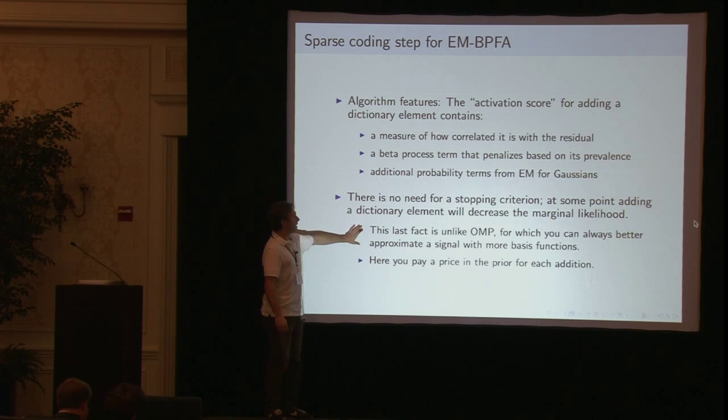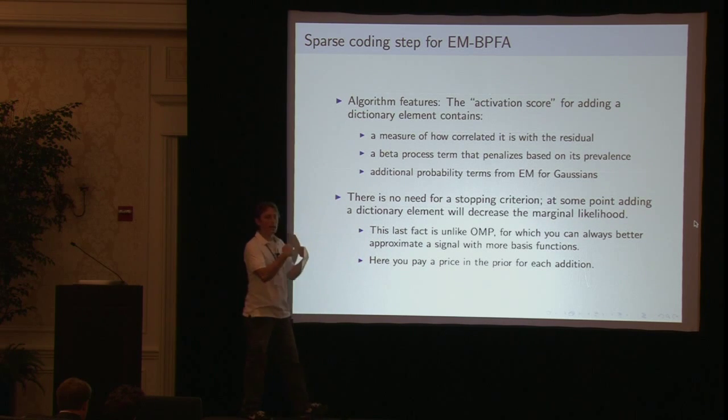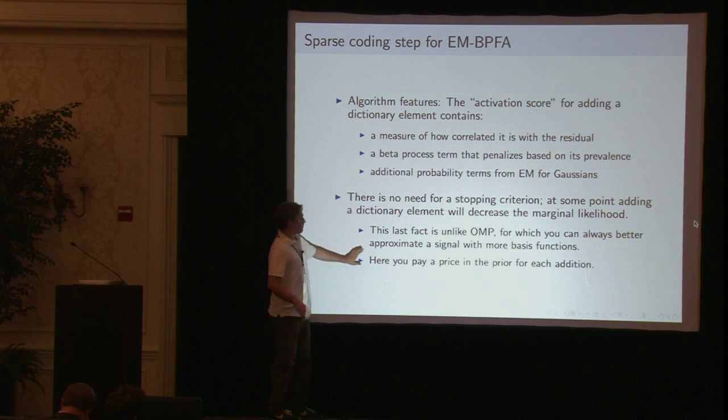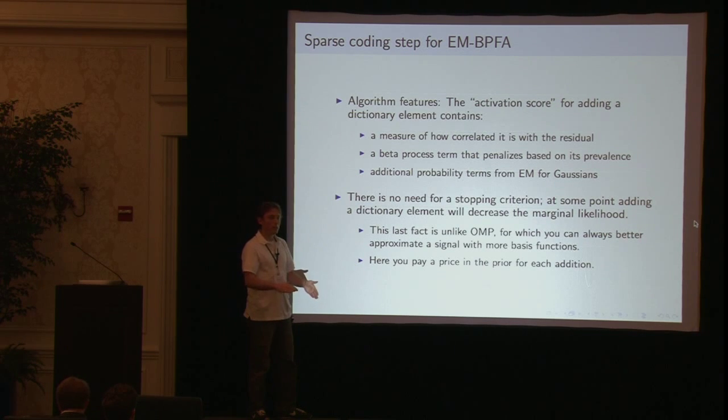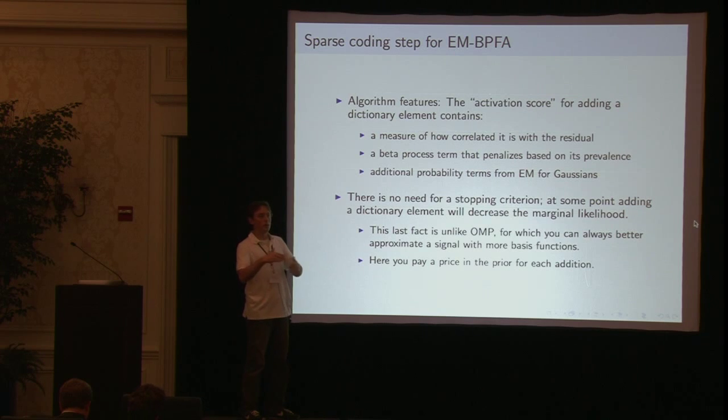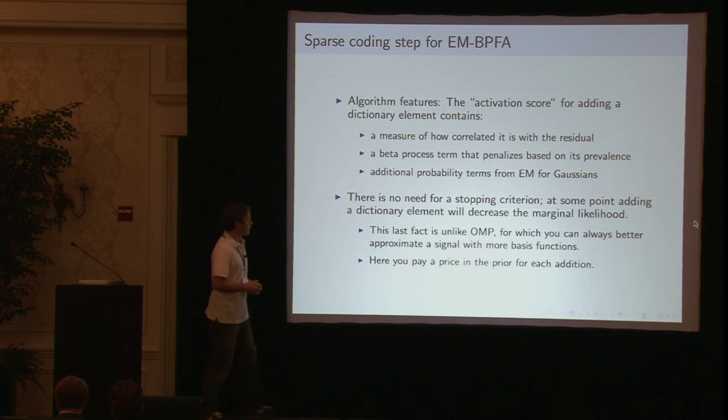The nice thing with this is that, unlike OMP, where you can always add and get a better and better approximation, so you have to have some stopping criterion, here there is none, because at some point you'll get all negative scores, which says that if I add this dictionary element, I will actually decrease my marginal likelihood, because the goal is to increase the marginal likelihood, and the prior is what makes this possible. So here you just keep adding until adding another one hurts you in the whole scheme of things. Maybe it doesn't hurt you representing the signal, but in the whole model it hurts you according to the marginal likelihood.